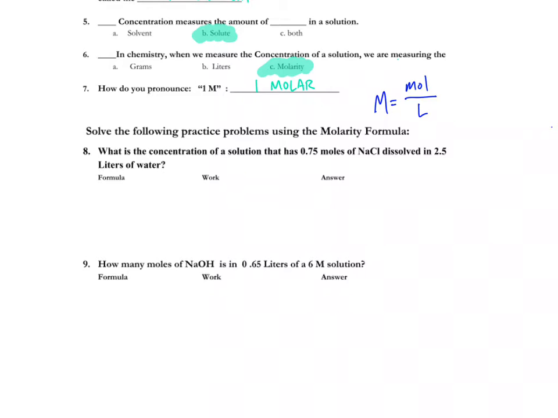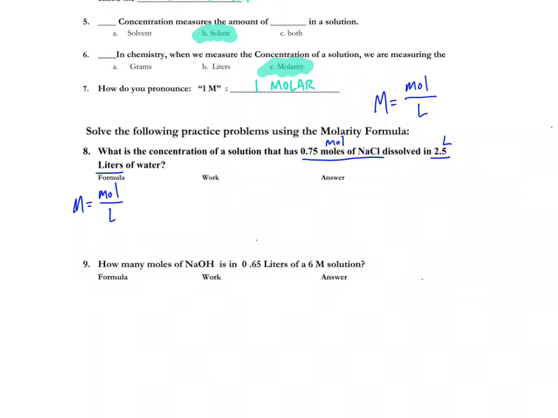It tells me the amount of moles of sodium chloride, so it's giving me moles, and it's telling me it's dissolved in 2.5 liters, so it's telling me the volume in liters, so I'll write this as a capital L. So my formula is molarity equals moles divided by liters.